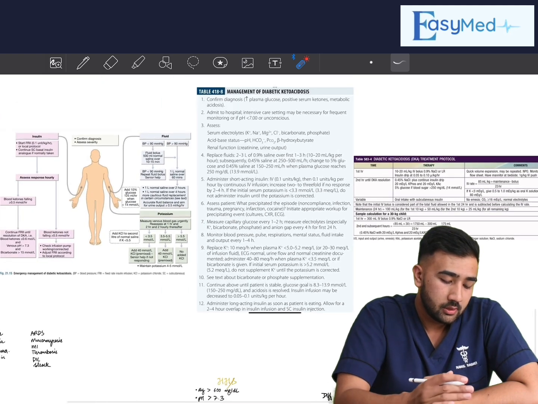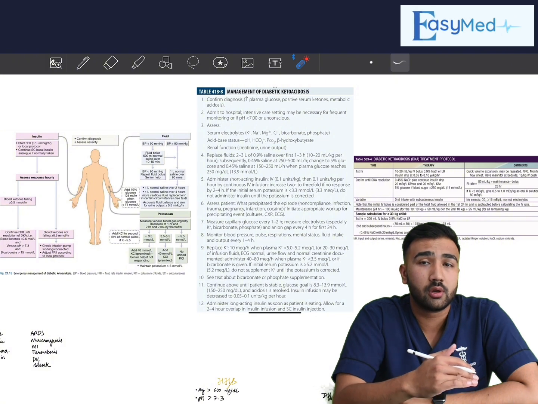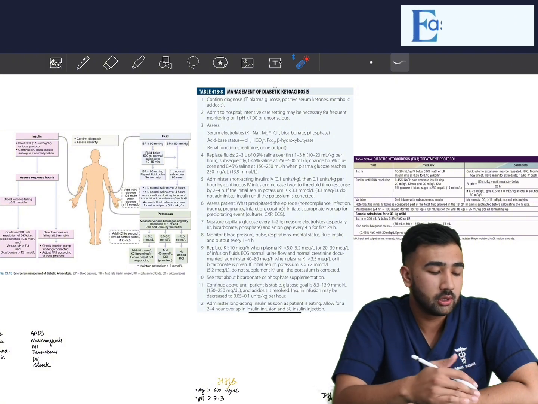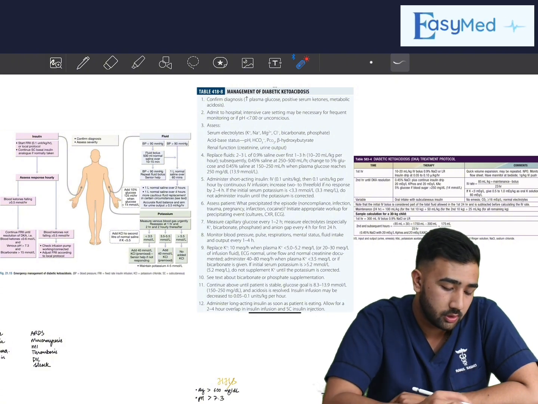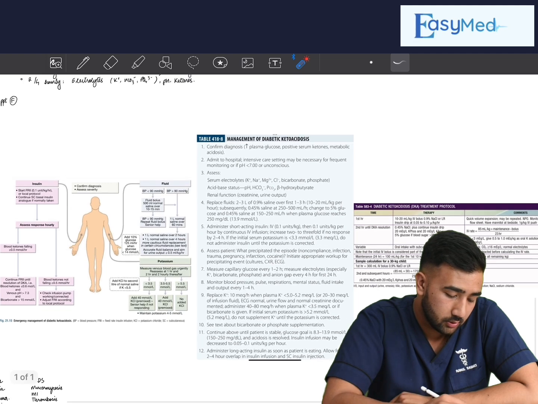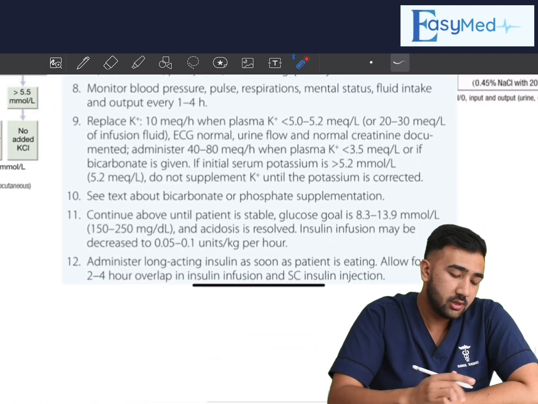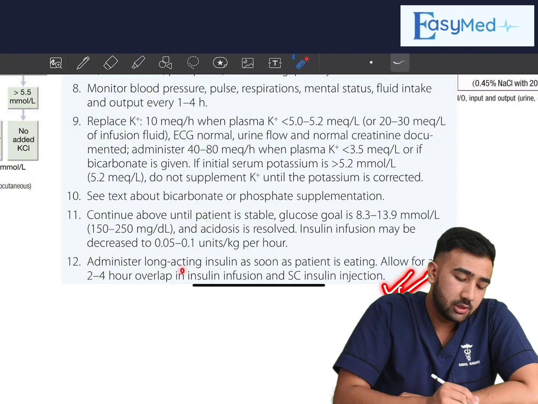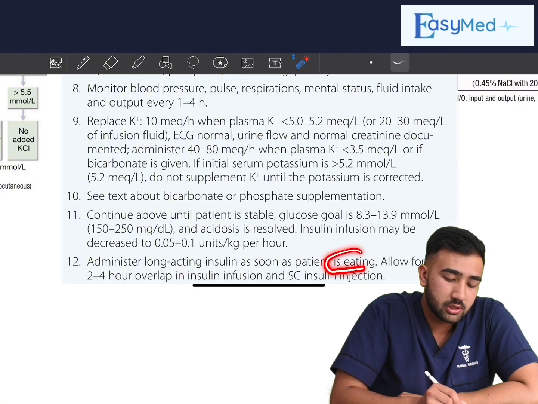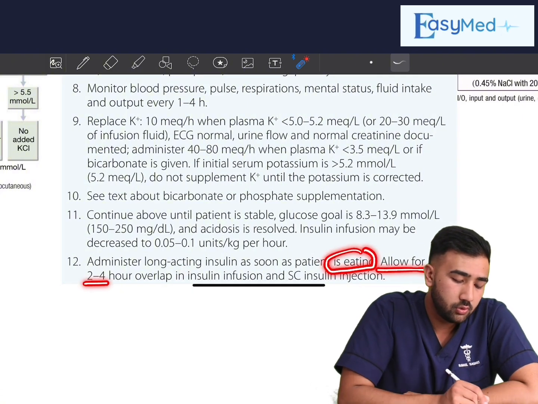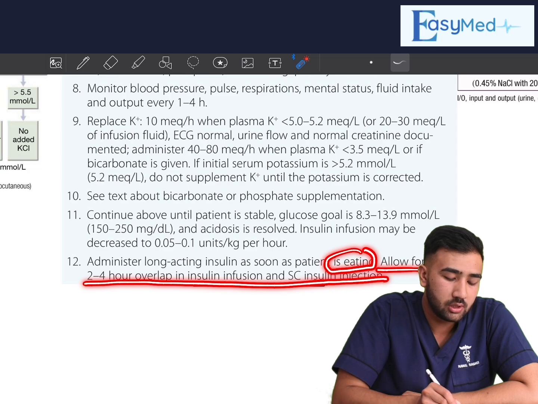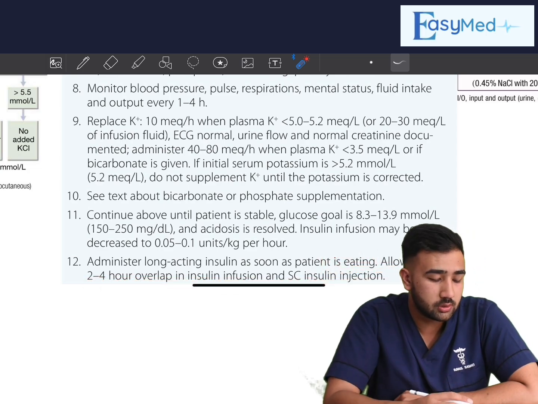भइहाल्यो है. Then monitoring, as I have already told, hourly what we have to monitor and 2 to 4 hourly what we have to monitor. त्यही गरेपछि सकिहाल्यो. And as I mentioned, it's also written here, administer long-acting insulin as soon as the patient is eating and allow for a 2 to 4 hour overlap in insulin infusion and subcutaneous insulin injection.